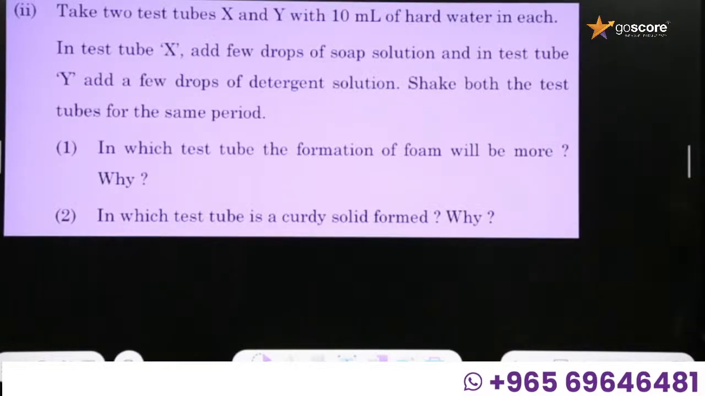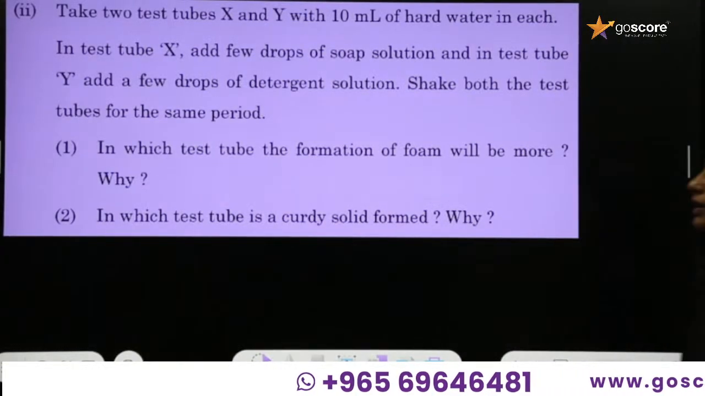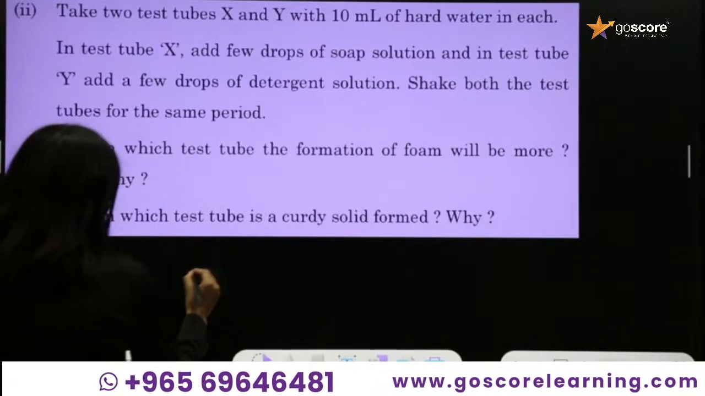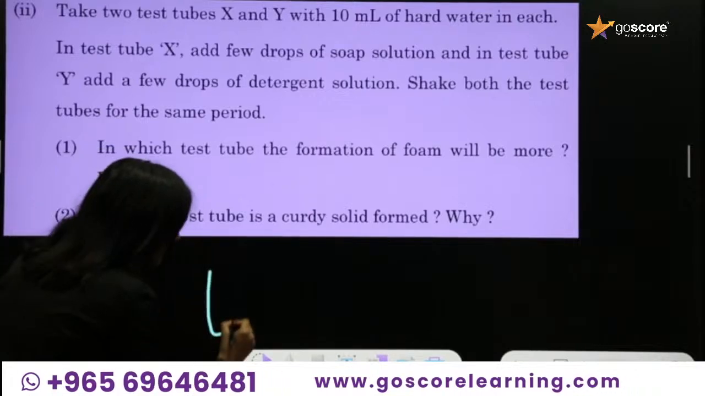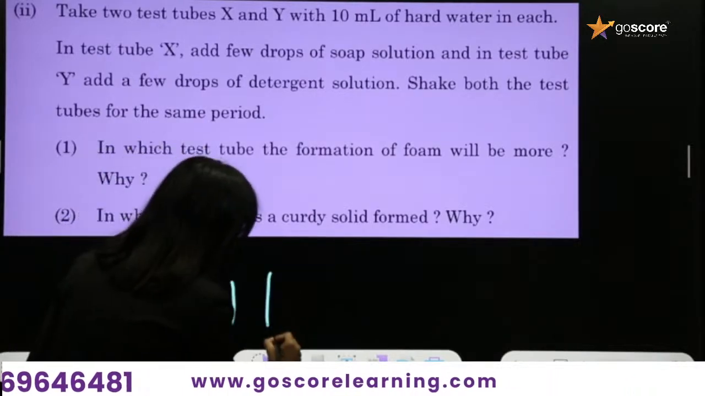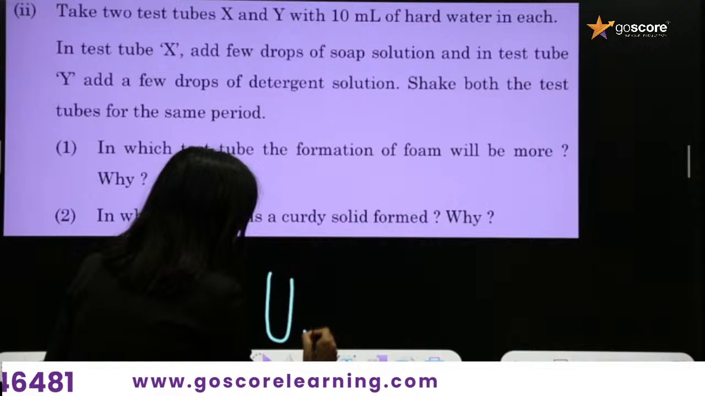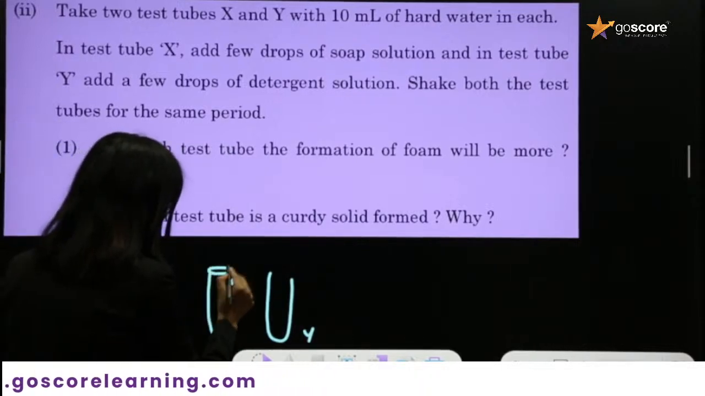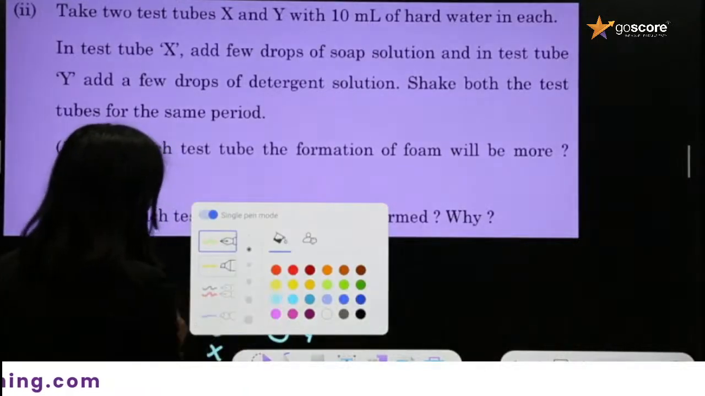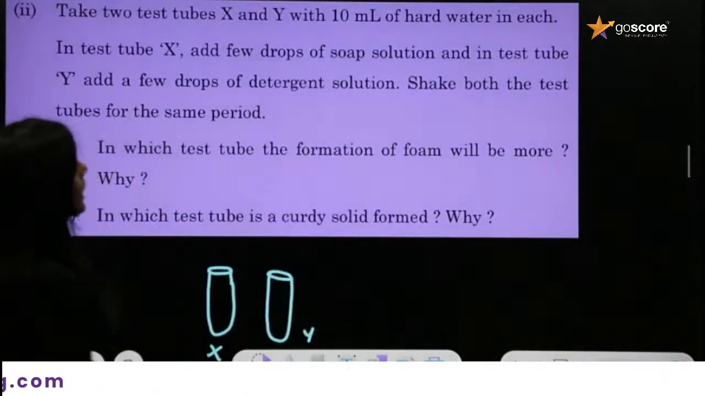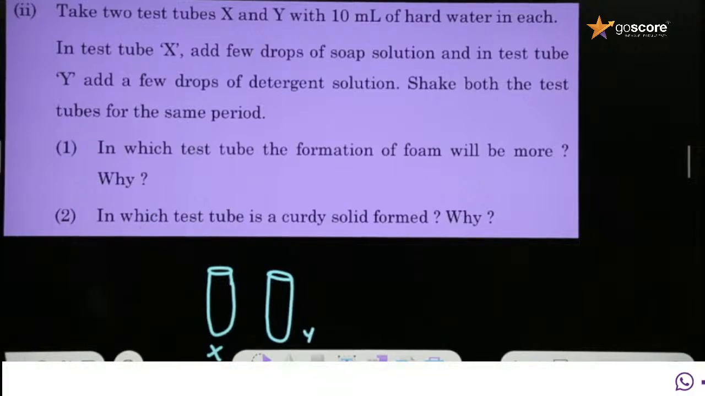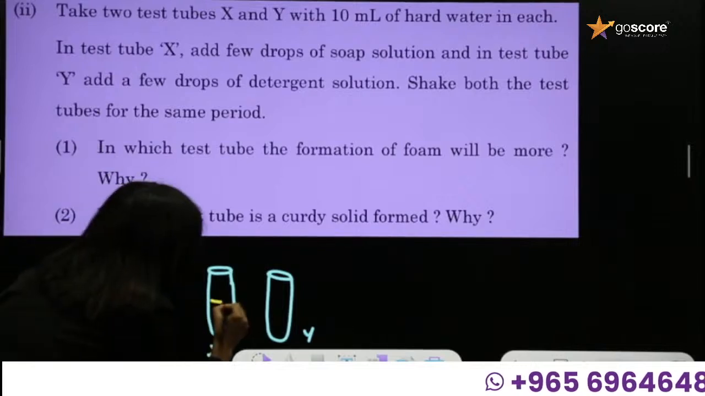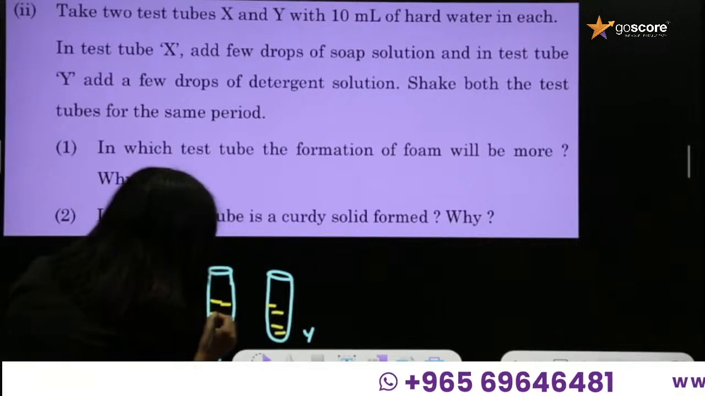So that will be giving you 3 marks and the other 2 marks lie over here. Take 2 test tubes, X and Y. I'm going to take test tube X and test tube Y. My test tubes are not good looking, but anyway, they are the test tubes. Now add a few drops of soap, with 10 ml of hot water in each. In each of the following, I have hot water.